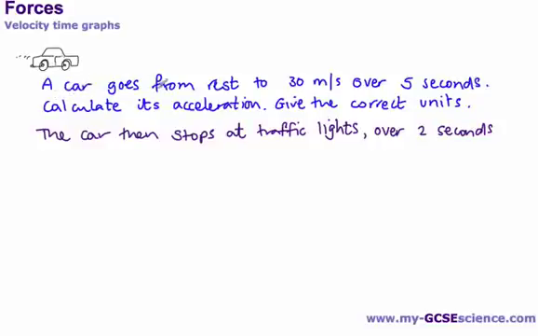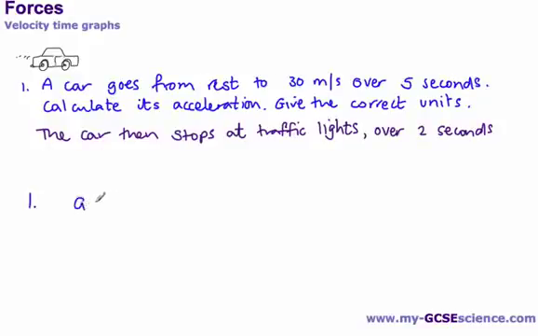Well, we've got a car goes from rest to 30 meters per second over 5 seconds. Calculate this acceleration and give the correct units. So you might want to give this a go now and see what the answer is in a moment. So you can pause and look at the answer, or you can just carry on watching. But the answer goes like this. So for this part here, let's call this question 1. So for question 1, we've got a car going from rest to 30 meters per second.